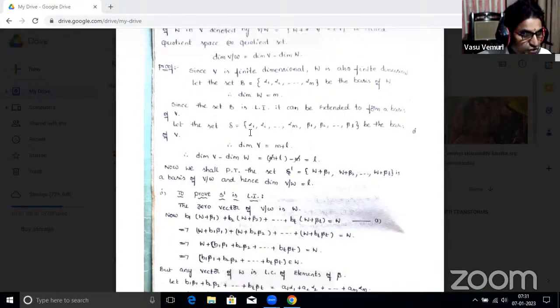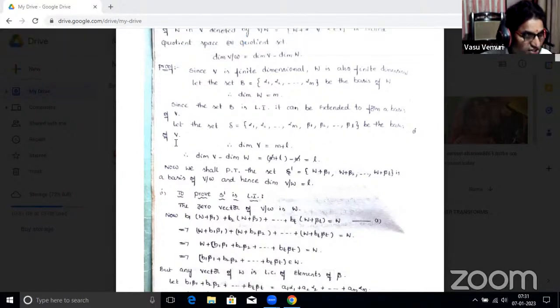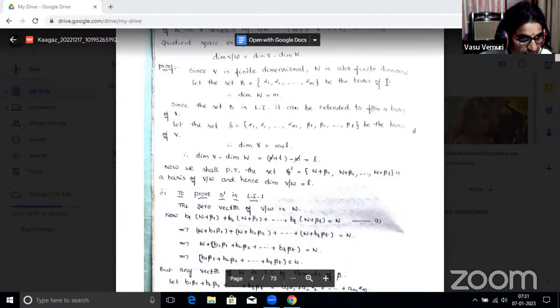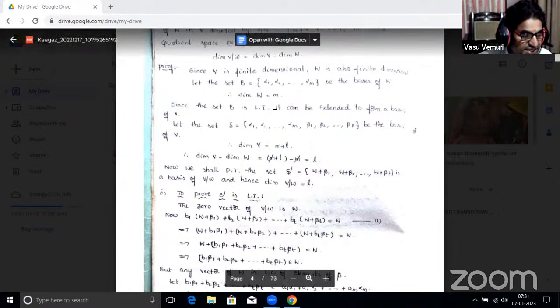So let the set capital S equal the set of alpha 1, alpha 2, and so on, alpha m, and including beta values, beta 1, beta 2, up to beta l. This is the basis set of the vector space V. The basis set B is the basis of the subspace, consisting of m elements, so the dimension is m.